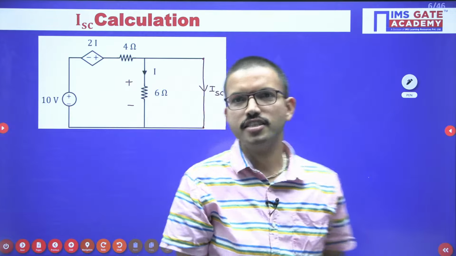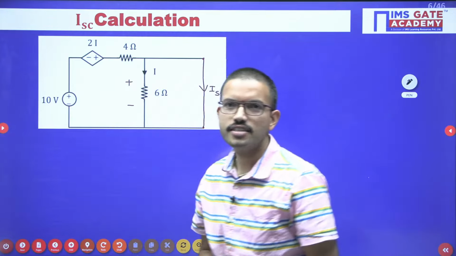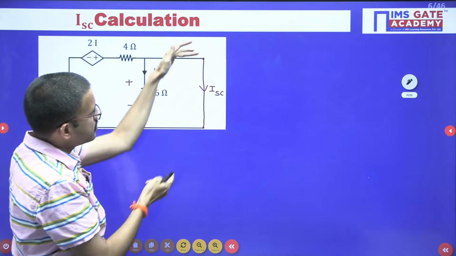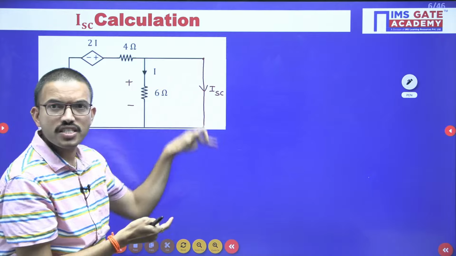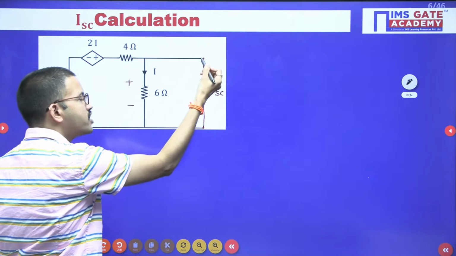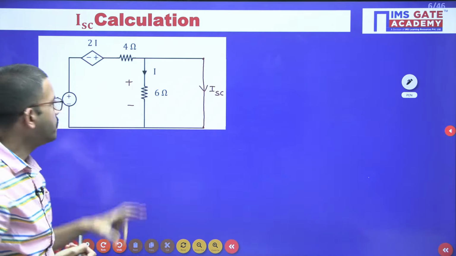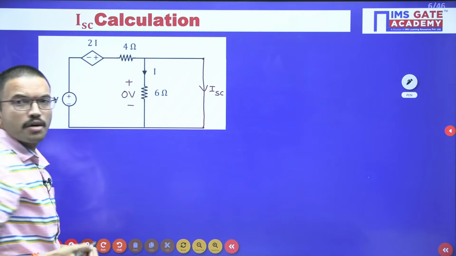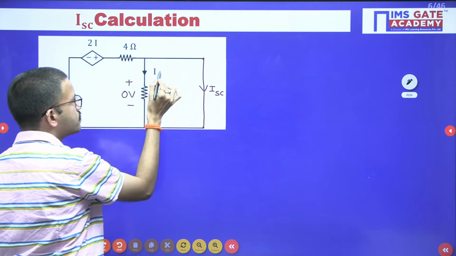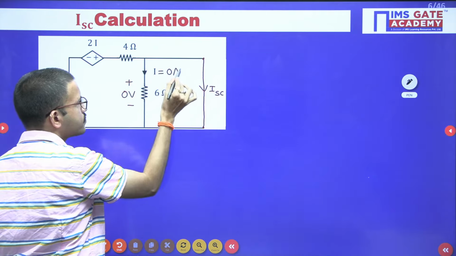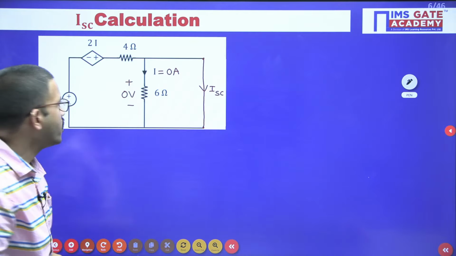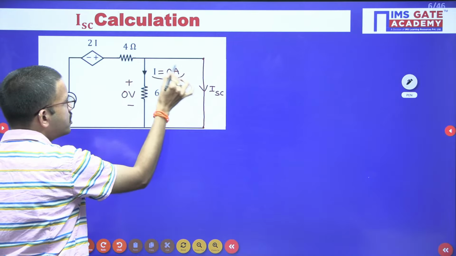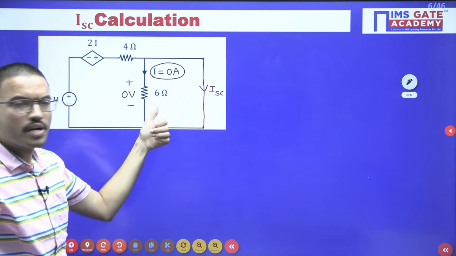Whoever has basic knowledge, you can easily answer. Here, end-to-end voltages are same. This point, both are same. So what is the voltage here you are considering? Same voltage here. That means the voltage difference you are going to get is 0 volt. By using Ohm's law, 0 by 6 ohm, you are getting 0 ampere. I hope all of you are getting the clarity. So in this case, I value you got 0 ampere.